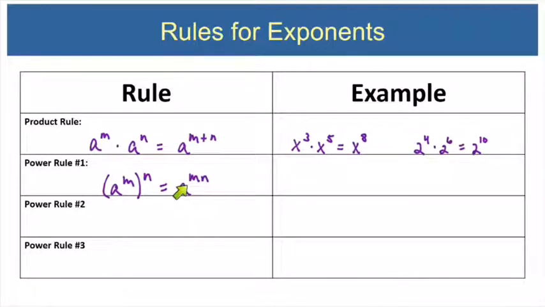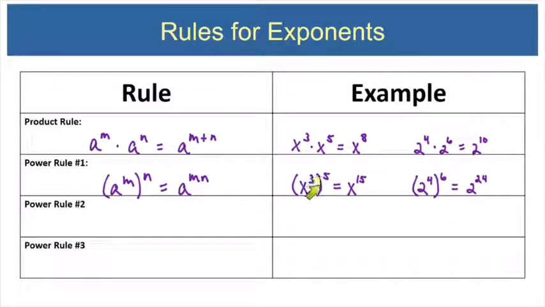So let's get an example here. Here we have x to the third raised to the fifth. So it's power to power, so I'm going to multiply the exponents, and it's going to be, of course, x to the 15th. And another example would be 2 to the fourth raised to the sixth. So it's power to power, so we're going to say it's 2 to the 4 times 6. That's 2 to the 24th.